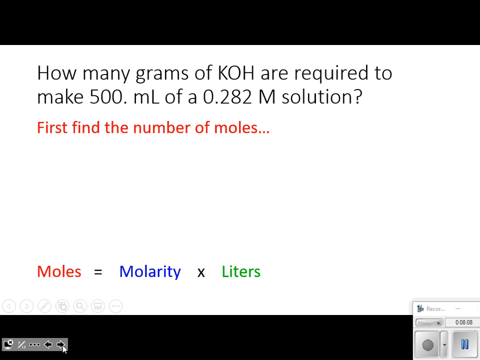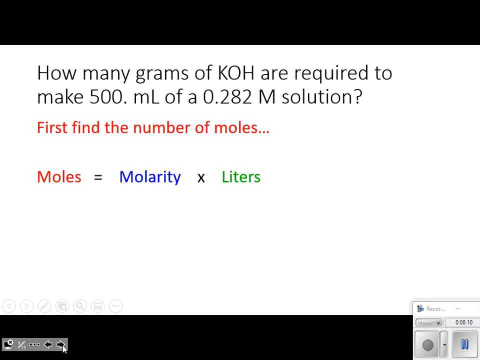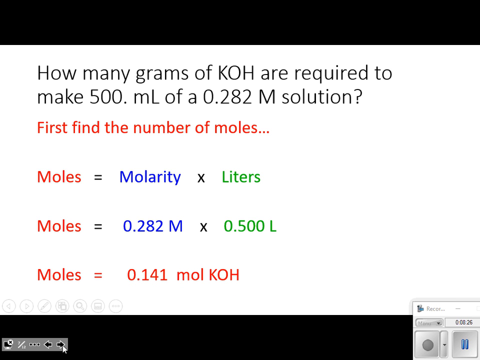So first thing I need to do is find the number of moles by manipulating my equation. I know that the number of moles is equal to the molarity times the number of liters of solution. Well, I'm going to take the 0.282 and multiply that by 0.5 liters. And when I get my moles, I'm going to get 0.141 moles of potassium hydroxide.